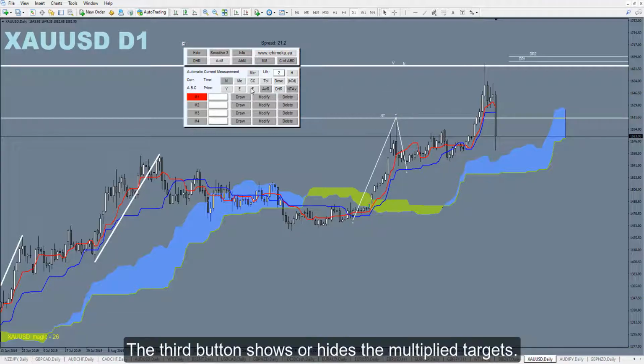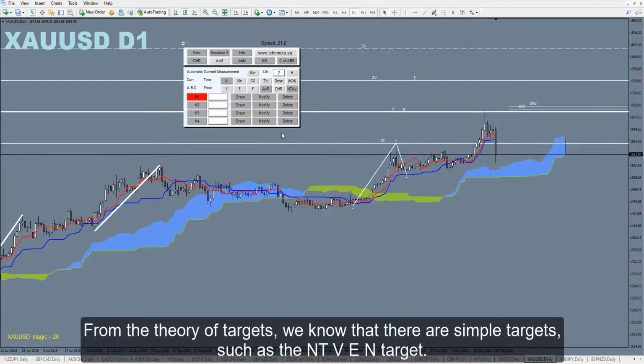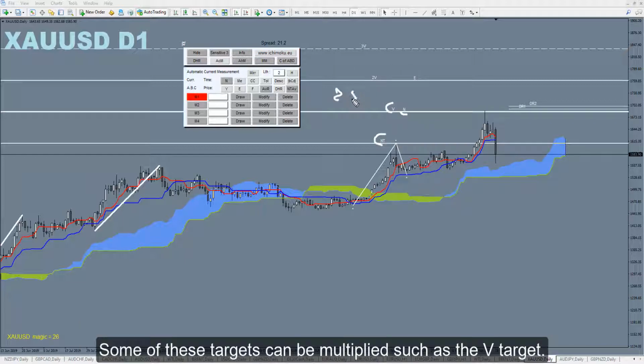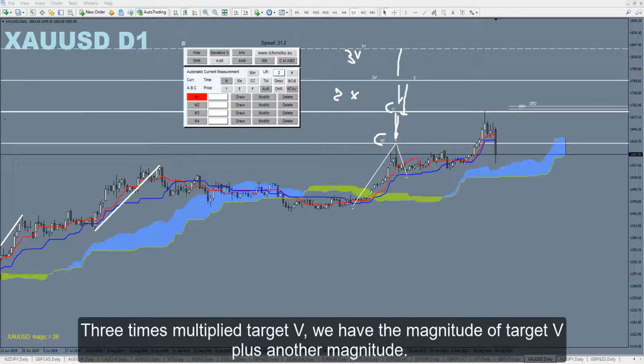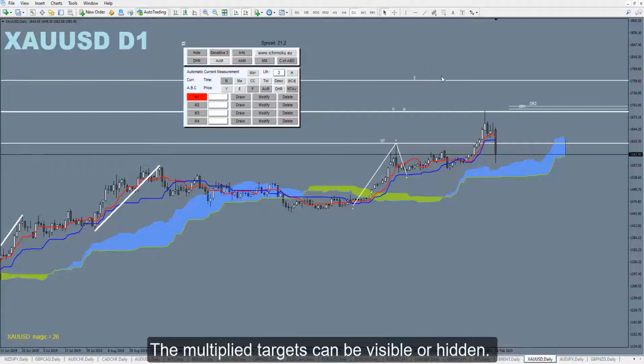The third button shows or hides the multiplied targets from the theory of targets. We know that there are simple targets, such as the NT, V, E, N target. Some of these targets can be multiplied, such as the V target. Twice target V means the magnitude and points of target V multiplied by 2. 3 times multiplied target V, we have the magnitude of target V plus another magnitude. The multiplied targets can be visible or hidden.